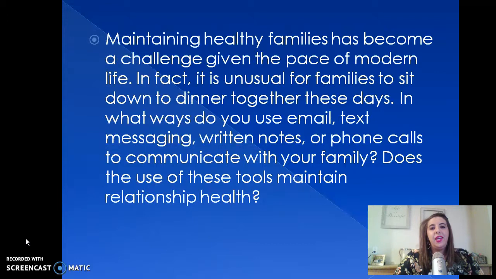Let's move on. Maintaining healthy families has become a challenge given the pace of modern life. In fact, it's unusual for families to sit down to dinner together these days. In what ways do you use email, text messaging, written notes, or phone calls to communicate with your family? Does the use of these tools maintain relationship health? So I know technology always comes into it, and technology is a double-edged sword, right? We always think about technology as restrictive in ways, and negative when not used correctly, but it's also really beneficial. So how does your family use technology to maintain your familial relationships?